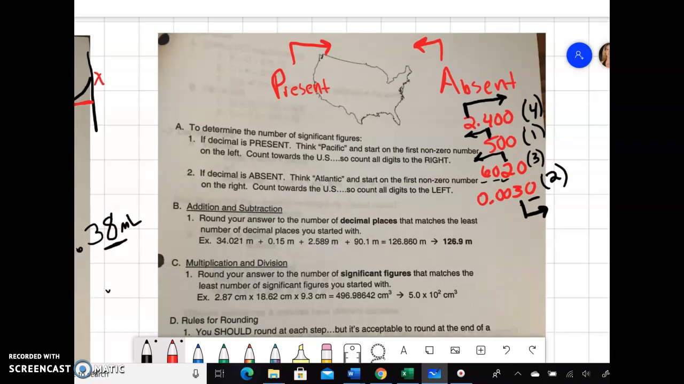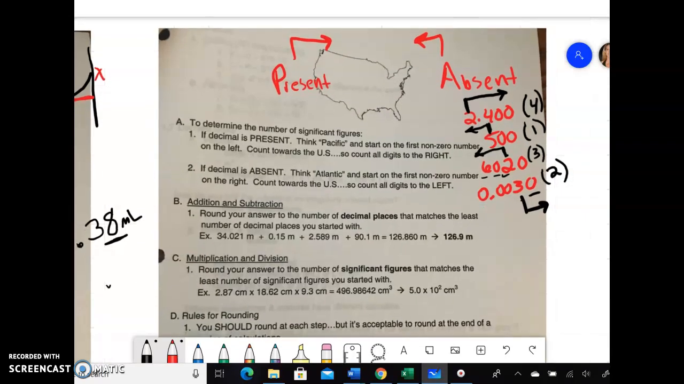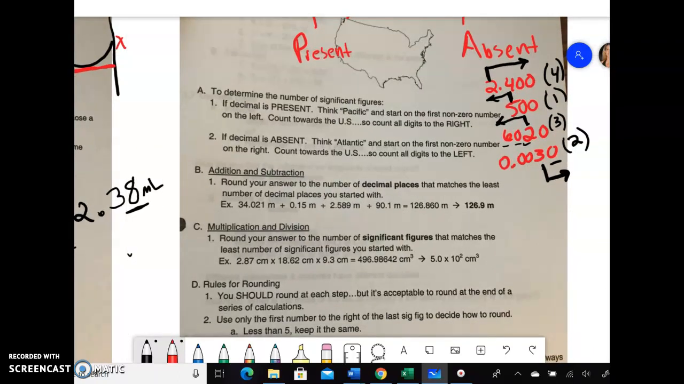So for your progress check today, it's a lot of practice with doing sig figs. So see if you can look at the numbers and determine how many significant figures they have. And don't forget to check your answers. There's a few more things real quick. When we're doing math with sig figs, there are 2 different ways to do it, depending on whether you're adding and subtracting or multiplying and dividing.